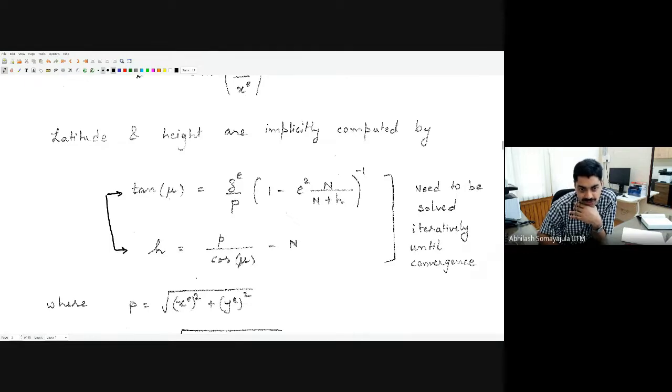So tan of mu is given as ze divided by p times the inverse of the whole thing, 1 minus e square times N by N plus h. Notice here e is the eccentricity which we defined, and p here is nothing but the square root of xe square plus ye square. That's what you have here.